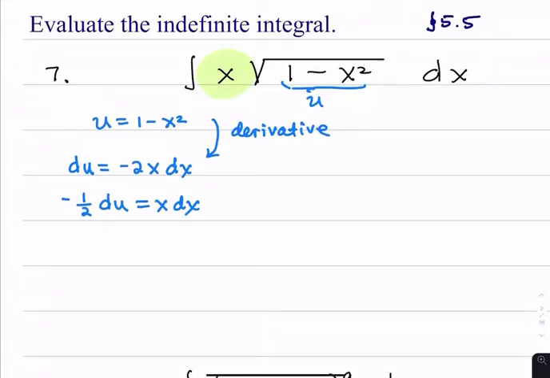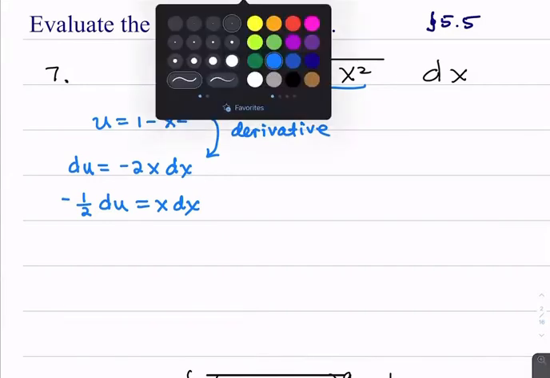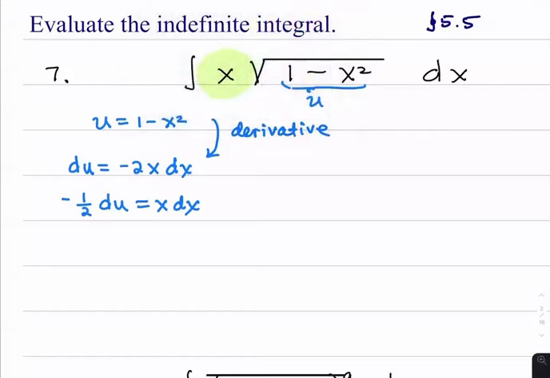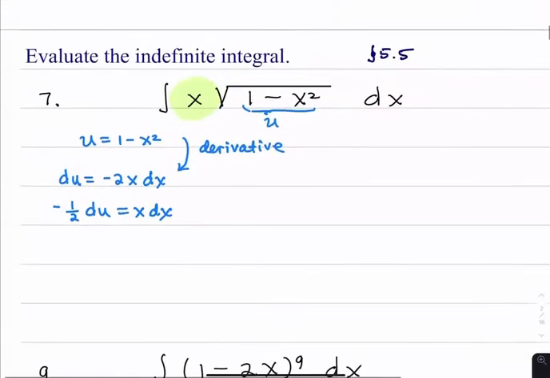Do not divide both sides by negative 2x, regardless of who tries to talk you into doing that. Do not do that. It's not what we're supposed to do. All right. Now, looks like things are coming along.